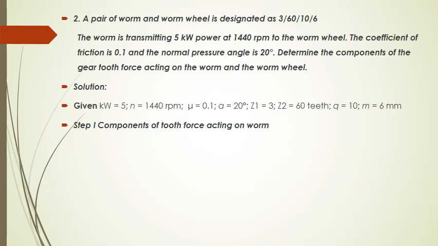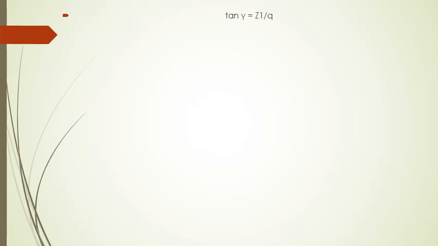Step 1, components of tooth force acting on worm. In that, first of all we will find out d1 is equal to q into m. d1 means pitch circle diameter of the worm. Therefore d1 is equal to 10 into 6. Therefore d1 is equal to 60 mm. Now lead angle tan gamma is equal to z1 upon q, which is equal to 3 divided by 10. Therefore tan gamma is equal to 0.3. Therefore gamma is equal to 16.7 degree.